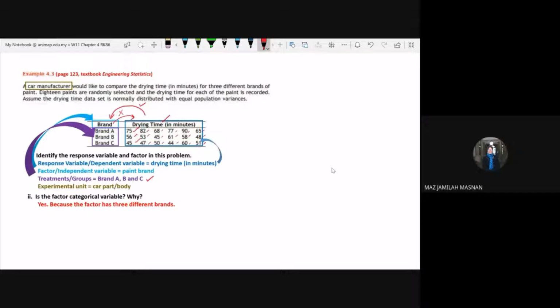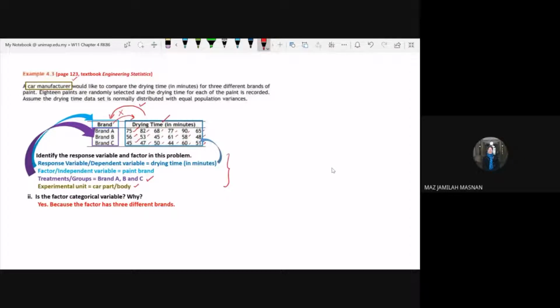And what would be the experimental unit? Since we are talking about a car manufacturer, we can imagine it's either the whole car body as the experimental unit, or some part of the car that will be included in the experiment. It could be the door, or whatever part of the car that is easier for them to do the experiment with. Okay, all this must be known. You must understand how to figure out all these four keywords in the ANOVA test.